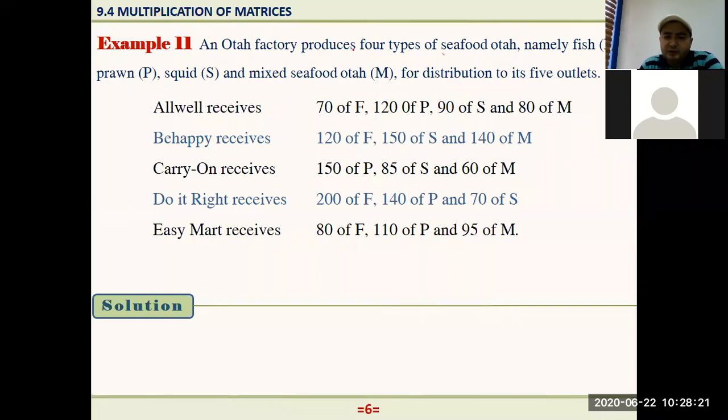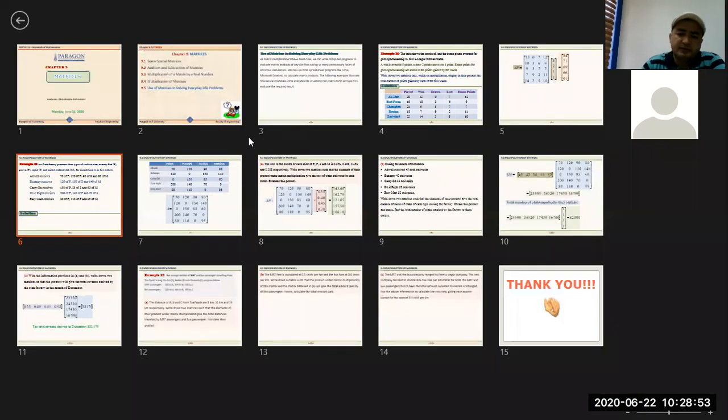So an OTA factory produces 4 types of seafood OTA, namely fish, prawn, squid, and mixed seafood OTA. Okay, that is fish OTA, F, prawn OTA, P, squid OTA, S, and mixed seafood OTA, M, for distribution to its 5 outlets. All right, so you are actually producing some kind of food, and in Phnom Penh you have 5 different brands. Maybe one is in each district. Okay.